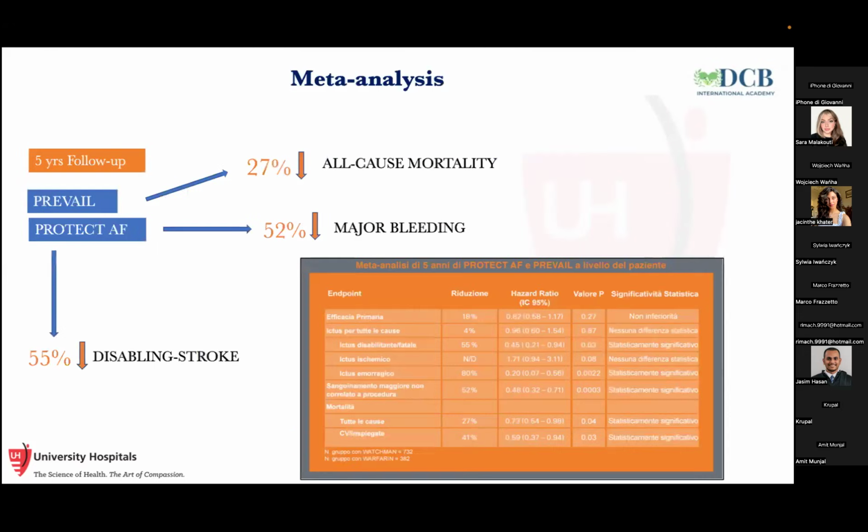more and more. This is a meta-analysis from the PREVAIL and PROTECT-AF, the two trials that we have seen, that show that left atrial appendage occlusion determined a reduction of 27% in all-cause mortality, 52% in major bleeding, and 55% in disabling stroke.